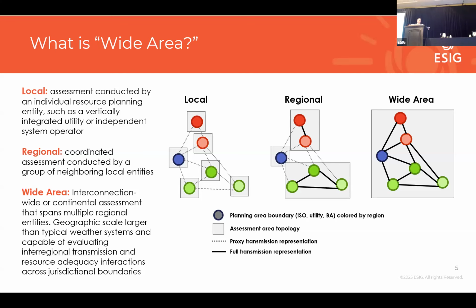And really what matters here, a couple things, is getting to a system that is larger than the weather impacts. So even on some of those regional assessments, you could have extreme weather hit the entire footprint at once. When we go out a little bit wider, you start to see more opportunities around this geographic diversity, and we start to think about how interregional transmission can play a role in that.